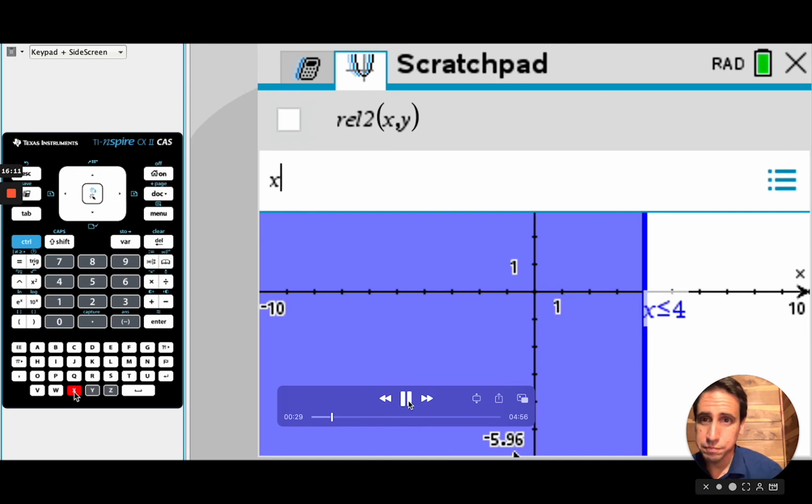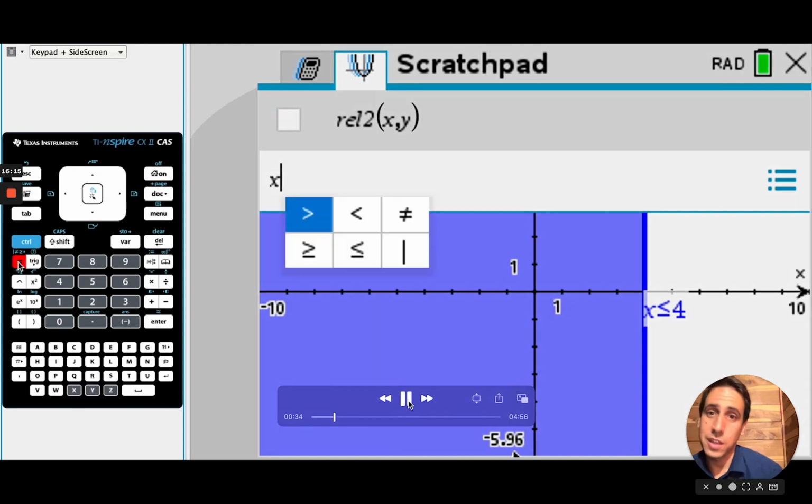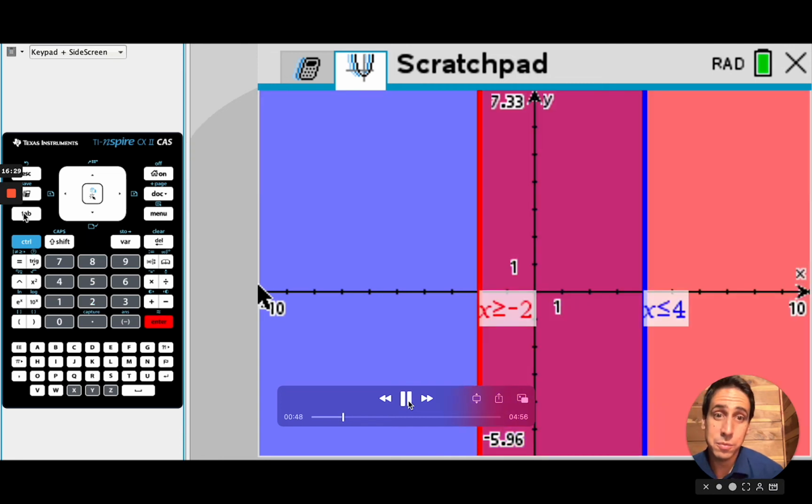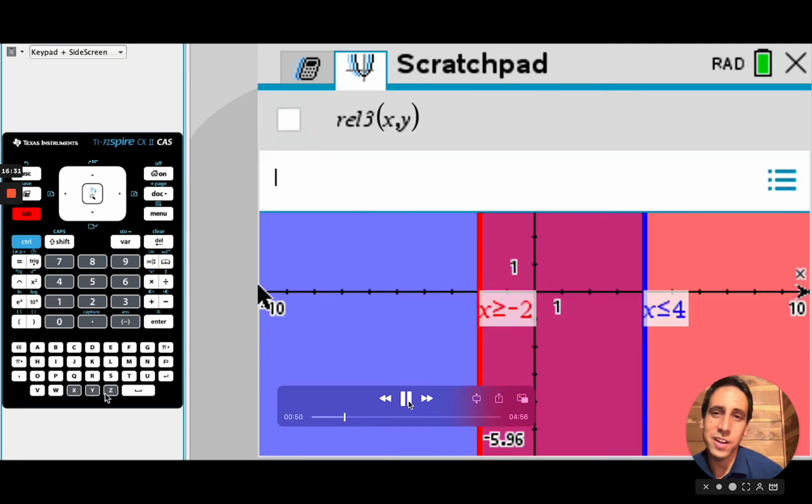Relation number 2 is going to be X, and then Control equals brings up the menu. I want to use the down arrow to get to that greater than or equal to symbol and type in -2. And there it is. Whoa, shading. It already knows. It does it automatically. Isn't that awesome?